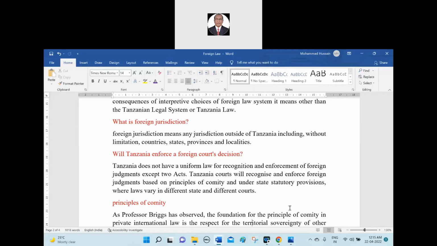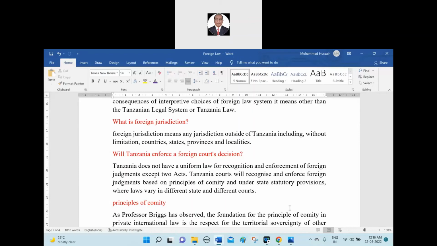So it is like reverence. Reverence will be given to our country's law, and in the same way the other country will also give reverence to the foreign law. So we give respect to each other's foreign law, because for Kenya, Tanzania is a foreign law, and for Tanzania, Kenya is a foreign law. Am I right? Say yes.